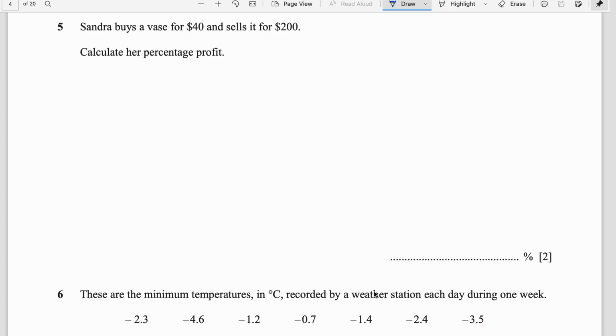Question number 5. Sandra buys a vase for $40 and sells it for $200. Calculate the percentage profit. So profit is selling price minus cost price, which is 160, and percentage profit is profit divided by the cost price times 100. So 1 times 4, this is 400% profit.